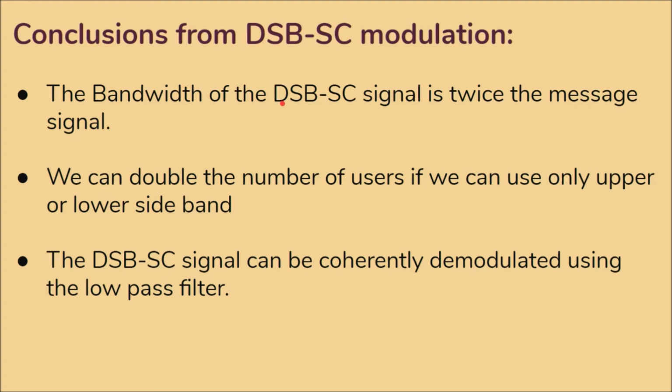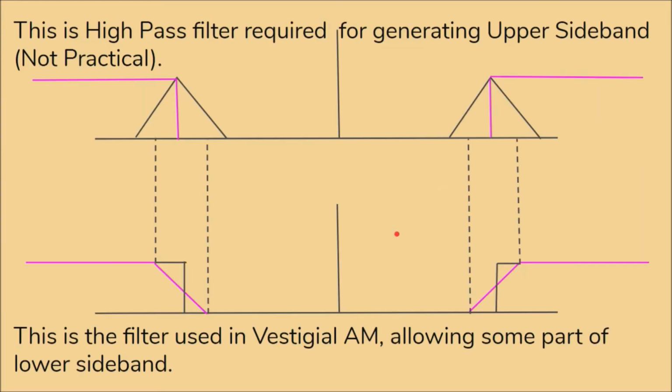We know that the information is present in both the bands, so we can use either the upper band or the lower band. If we use only one sideband, we can double the number of users and use the frequency spectrum efficiently. The DSB signal can be coherently demodulated using a low pass filter. To use only the upper sideband or lower sideband, we make use of filters. Here we try to get the upper sideband, so we are using a high pass filter.